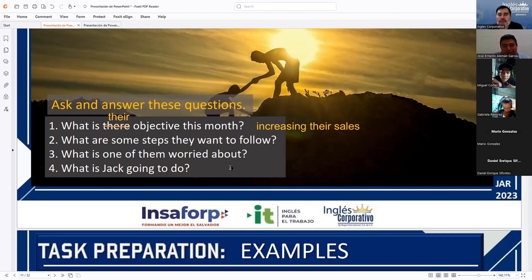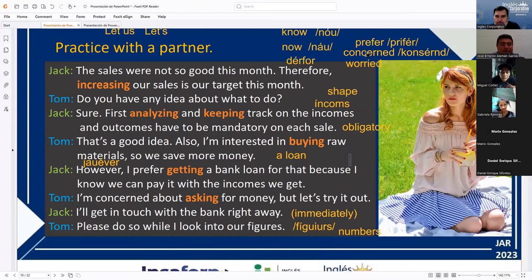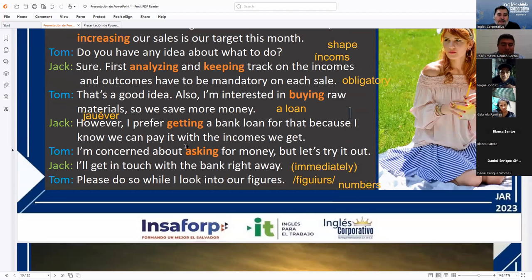What's one of them worried about? Tom is worried about what? Concerned for money, he's worried. He's worried about asking for money, because the bank doesn't say, how much money do you need? $100. No, they say you need $20,000. Okay, I lend you the $20,000, but you have to pay 18%. What's the meaning of 18%? You have to pay $18 for every $100.